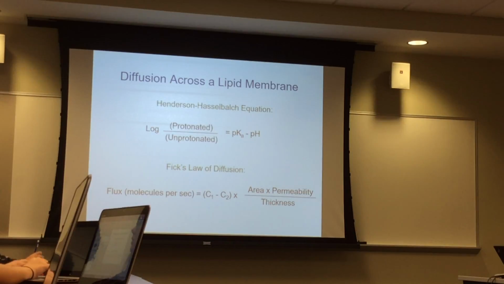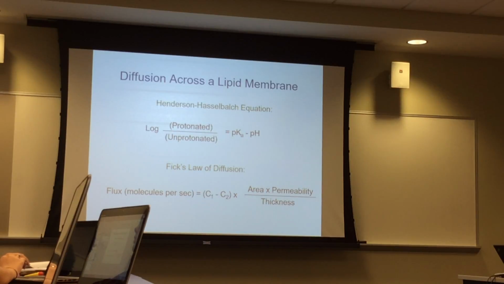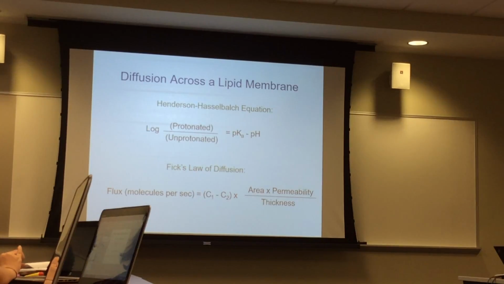Similarly, for Fick's law of diffusion, the amount of drug that can diffuse through the membrane, first it has to be lipid soluble. Second, how much of it diffuses is dependent on the concentration: how much of the drug is outside the membrane versus inside. So it diffuses by concentration gradient, which means the difference between the two concentrations, C1 minus C2, the concentration outside versus the concentration inside.